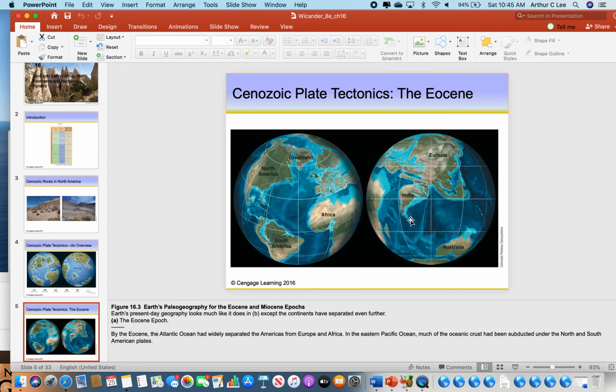But what has happened to India? India used to be down here, all the way down here in the southern hemisphere. What has happened to it? Have you noticed that it has moved north, closer and closer to Eurasia? It hasn't collided with Eurasia, but it's getting very close. What will happen when India collides with Eurasia? You want to think about this.